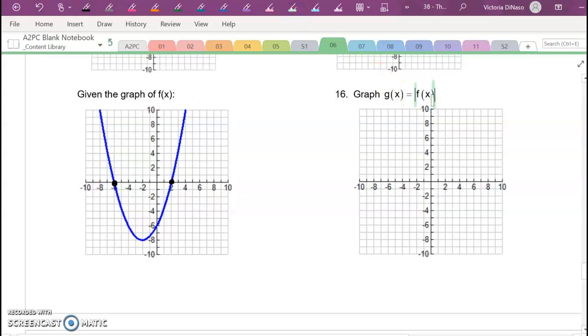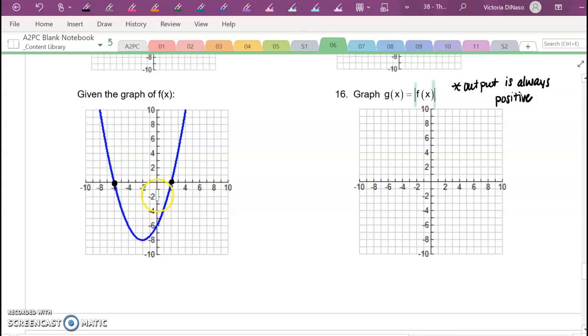So for absolute values, every single time that you plug in a number, that's always your input, that's x. The number that you get out is always positive. So whatever you plug in, your output is always positive. If you're wondering what an output is, your output is y.